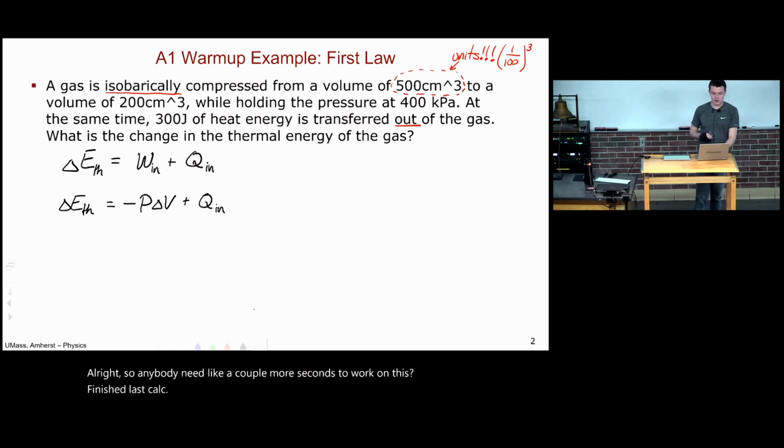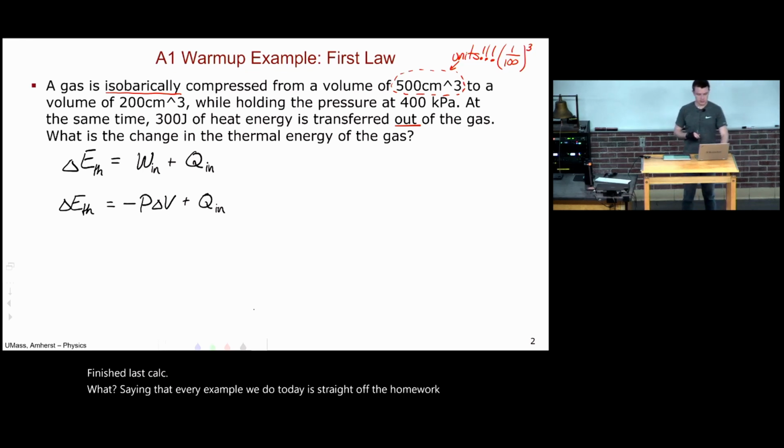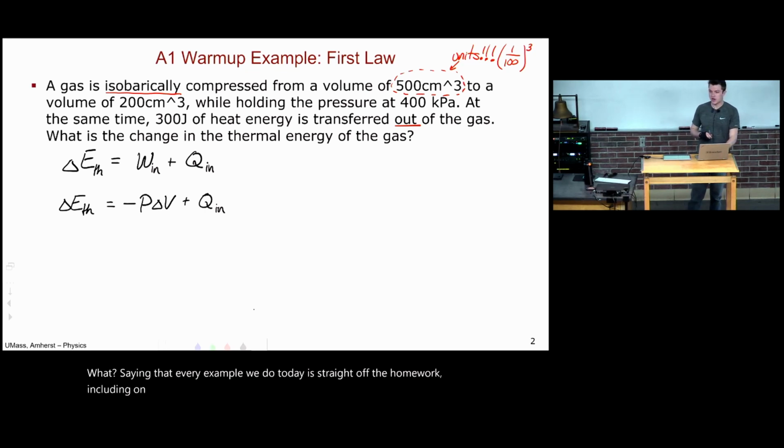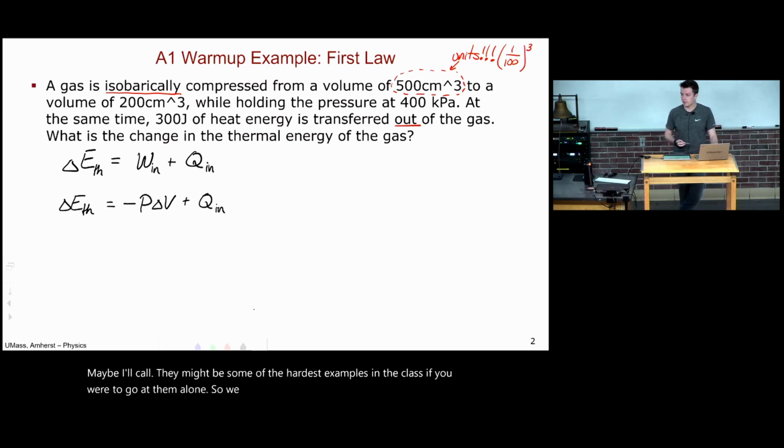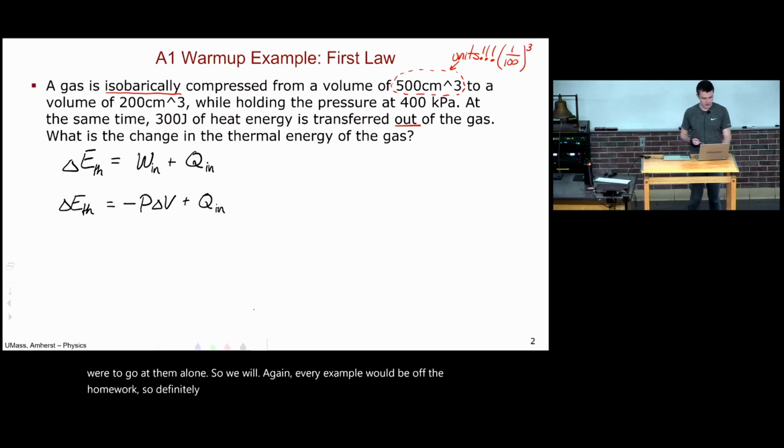Worth saying that every example we do today is straight off the homework, including on Friday. Today and Friday, we'll each have one of maybe some of the hardest examples in the class if you were to go at them alone. So again, every example will be off the homework, so definitely worth your time to work on. All right, so this one, like I said, is mostly a warm-up from last time.